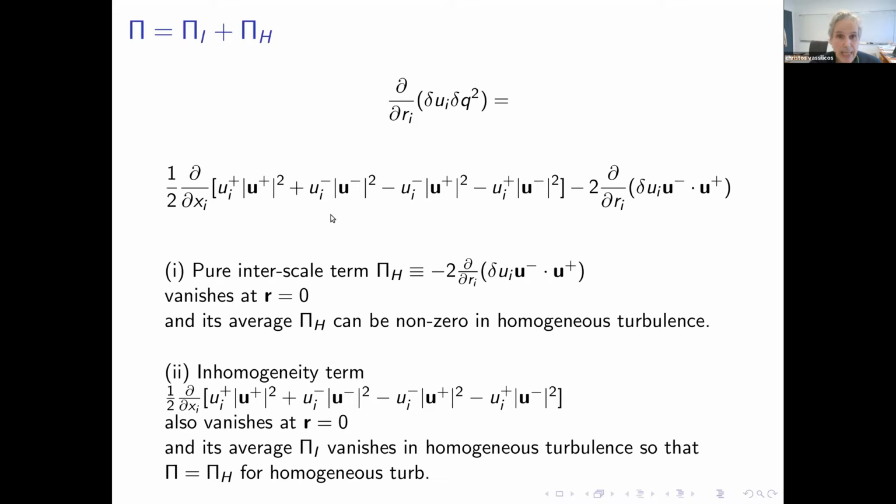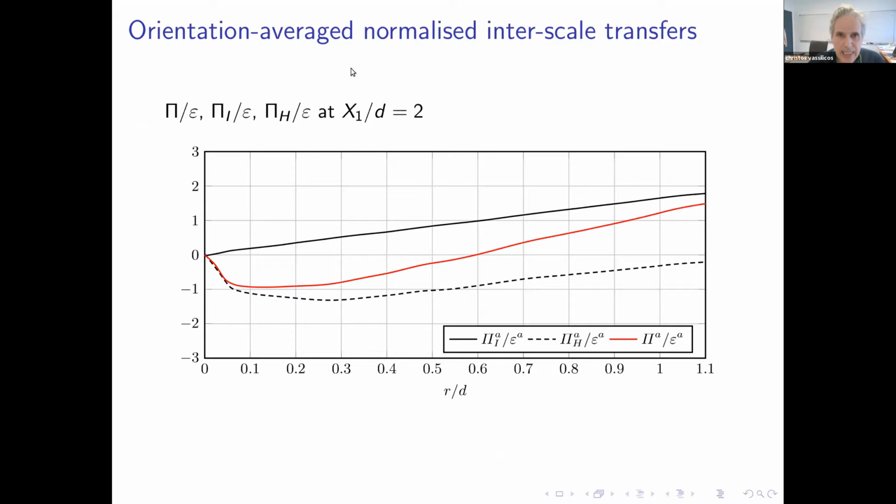So the question is, how much of the Pi that I had, which appears to be constant in this very inhomogeneous region of the flow, is caused by the inhomogeneity interscale transfer rate, if you want to call it this way, or the homogeneity one? And here are the results. This is at x1 over d equals 2. This is the result I showed you before.